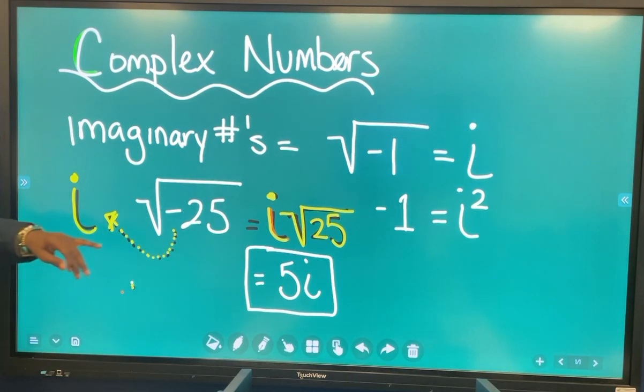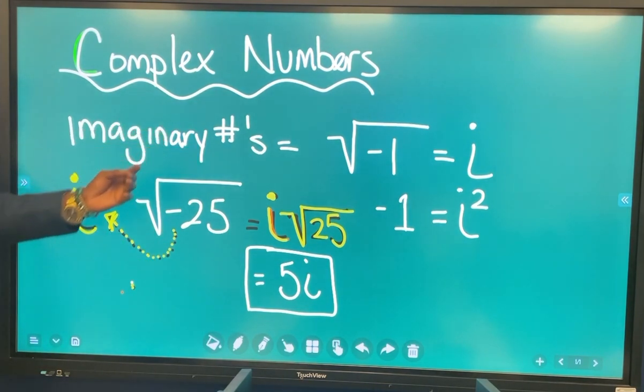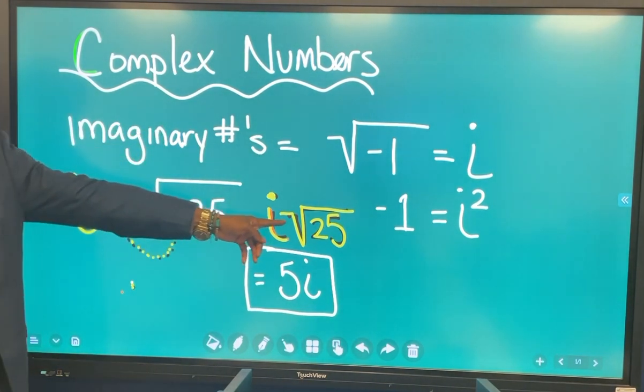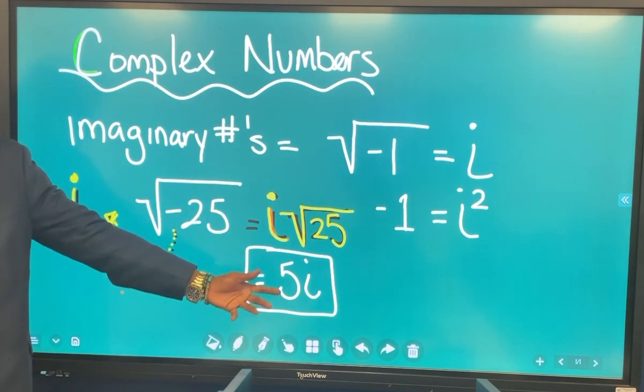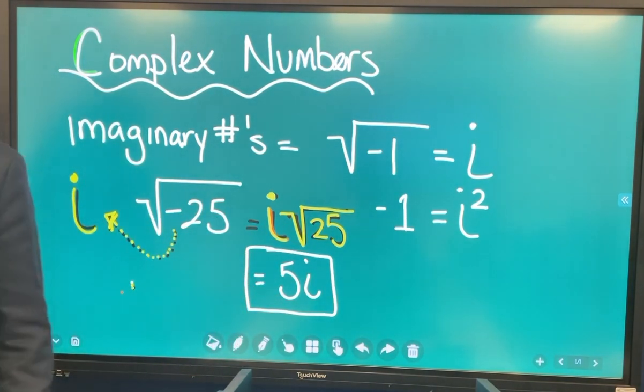So let's try it. If we have the square root of -25, the first thing we would factor out is that i, which we know is a negative. You pull out the i and then just go ahead and solve the rest. The square root of 25 is 5. So 5i.